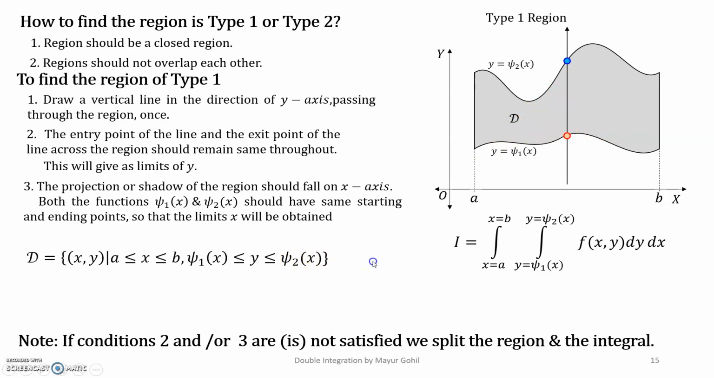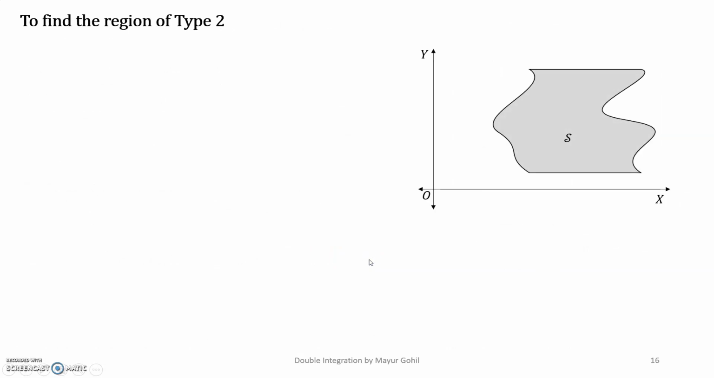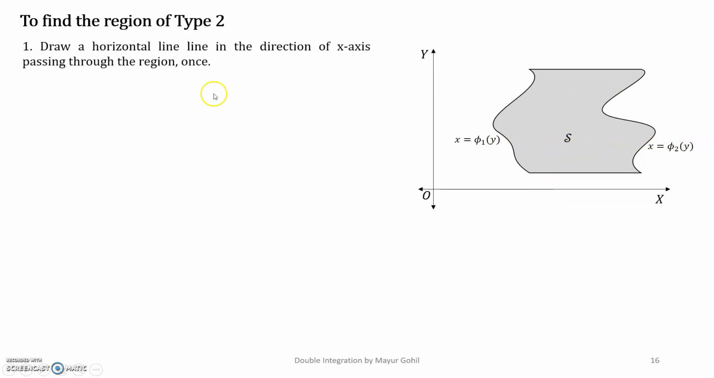Let's see the next one, type 2. For finding a type 2 region, again a similar procedure is there. You have this region over here, with x equals phi 1 of y and x equals phi 2 of y as the boundary, and S is your region. Now in order to find a type 2 region, you need to draw a horizontal line rather than the vertical line. Draw a horizontal line.